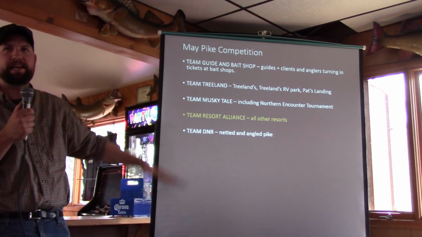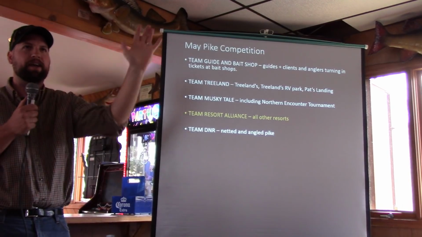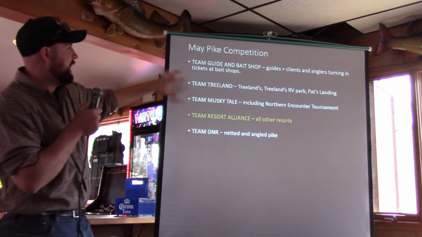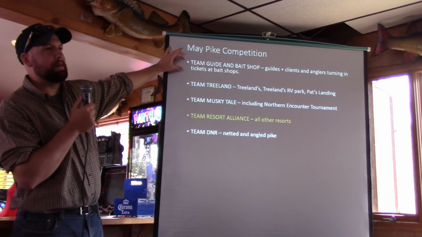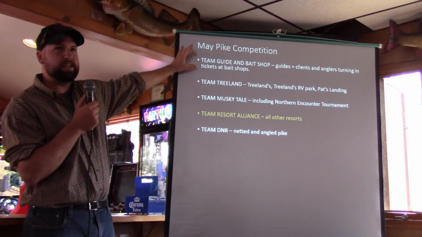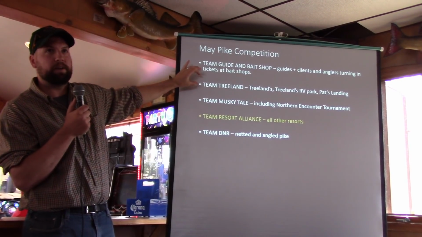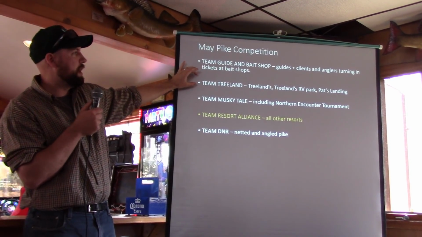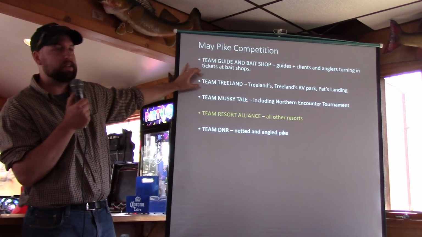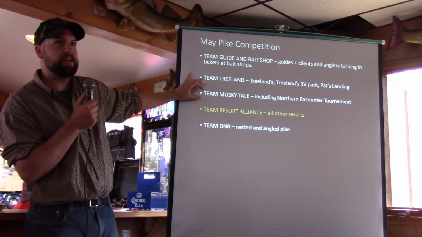We're going to have 5 teams going, and you can play for whatever team you want. You can betray Amanda and go elsewhere to enter your tickets. But we have Team Guide and Bait Shop, so this is the guides that are participating, and D&B and Jenks. So all the tickets there will be added up, and that'll be their score. Treelands are going to be their own team, big resorts, and their Walleye Challenge is going to have some pike components. Musky Tail is a northern tournament, so they get to be their own team.